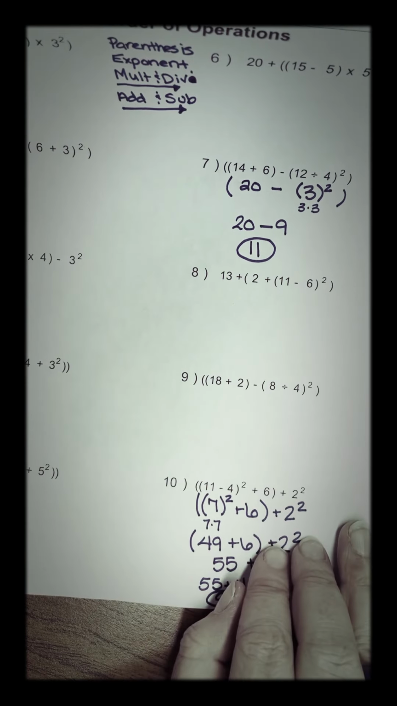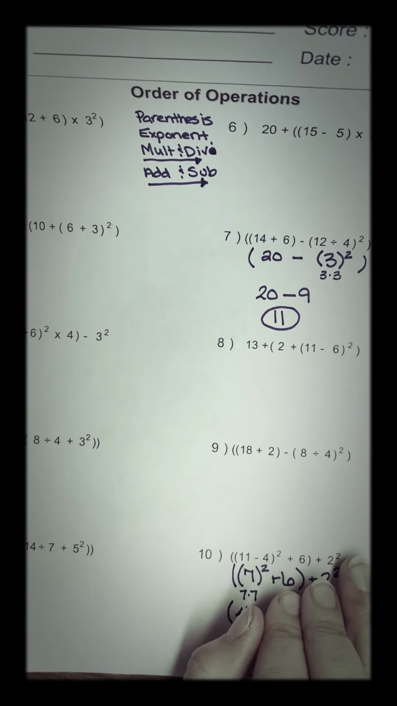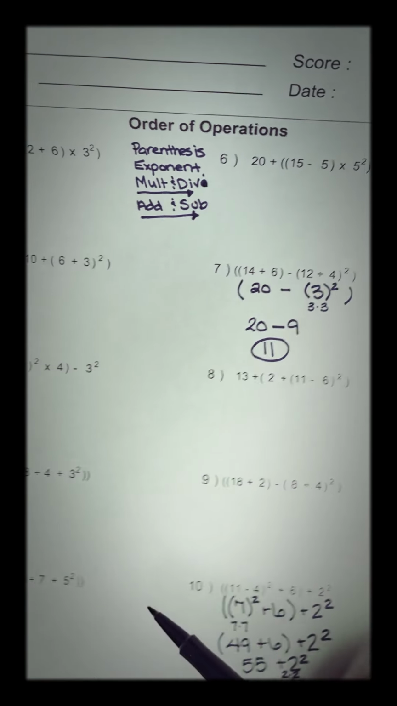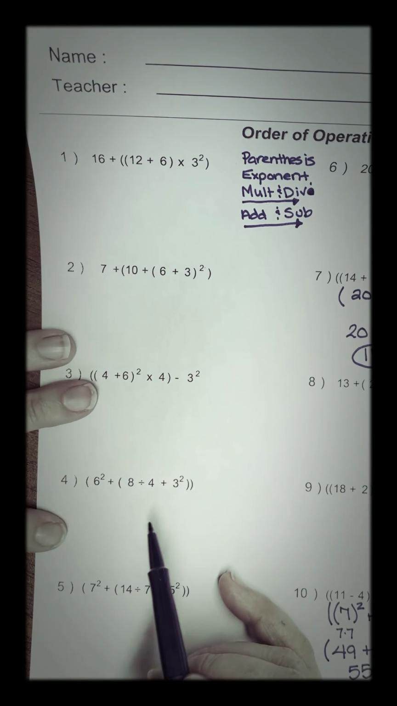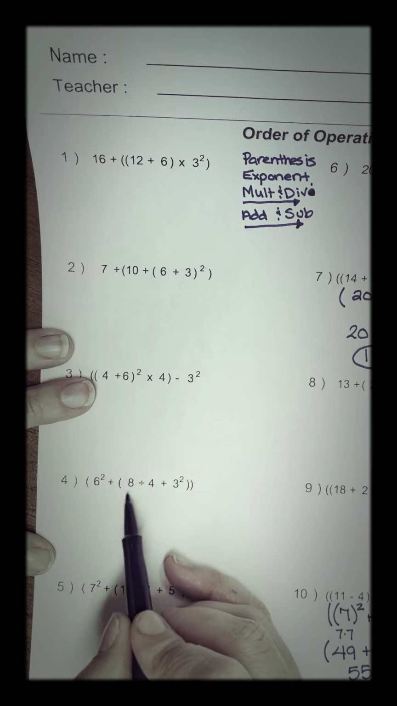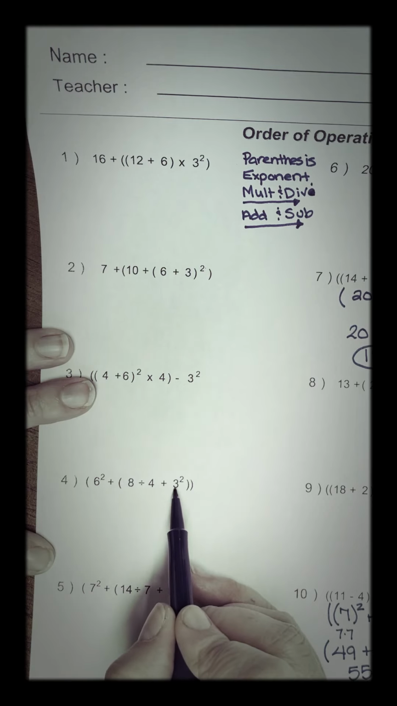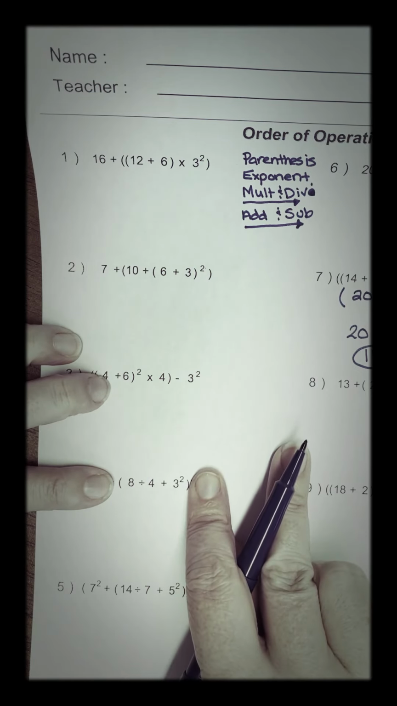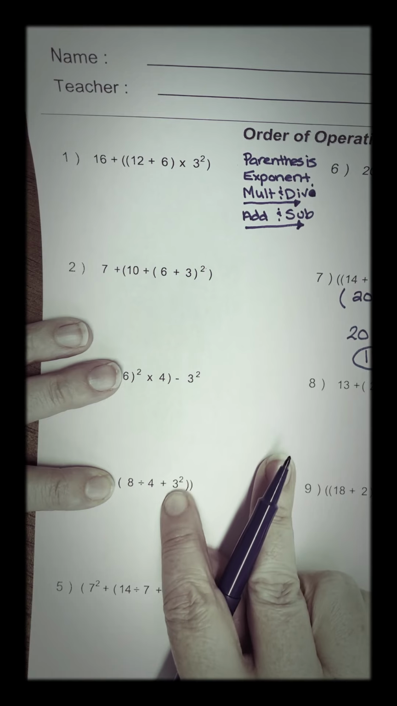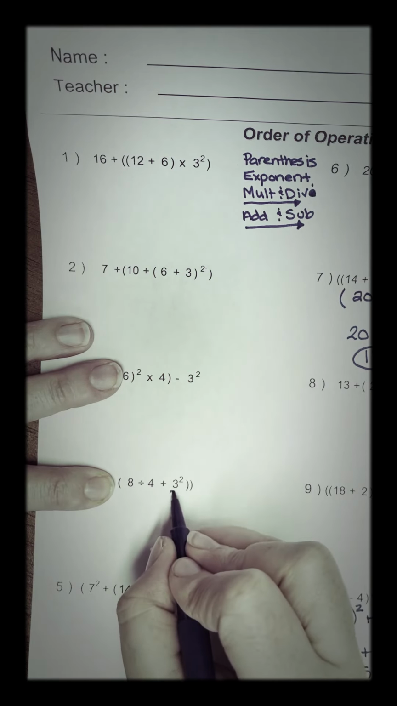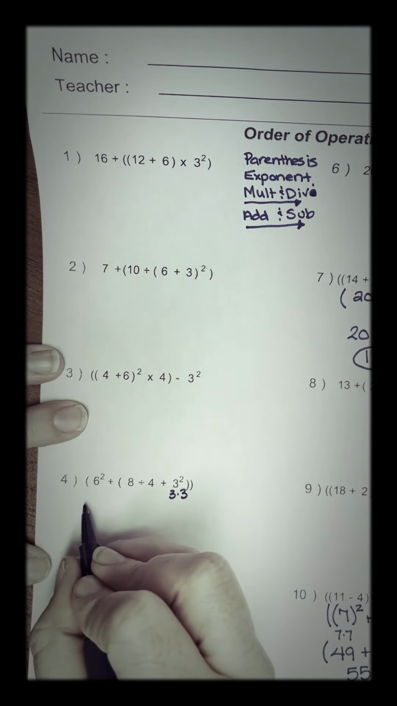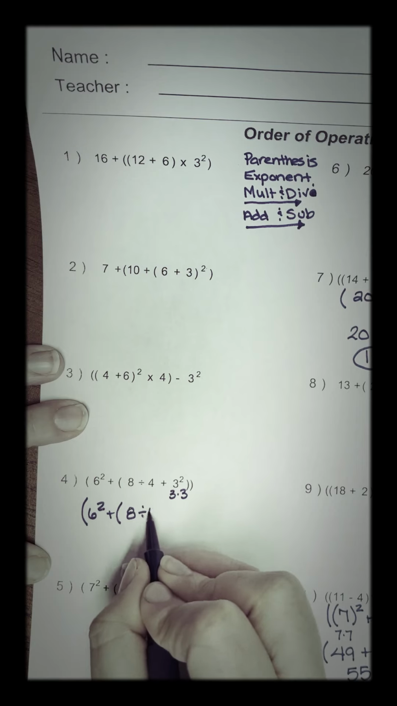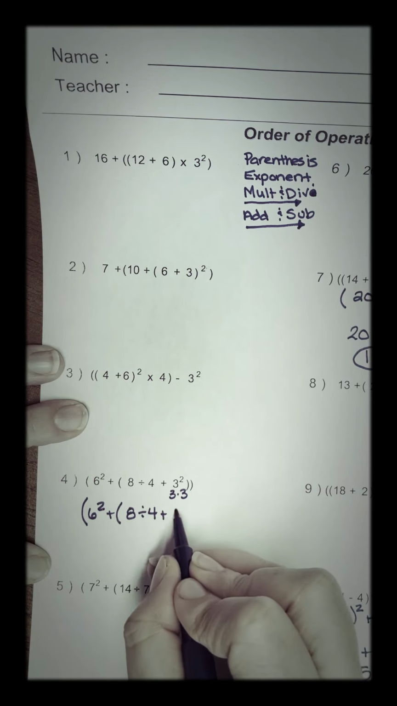All right, let's do one more. Let's do number 4. How about number 4, okay? So again, parentheses, 6 squared plus parentheses, 8 divided by 4, plus 3 squared, parentheses, parentheses. All right, inside the most parentheses, we're gonna go to here. Inside those parentheses, we wanna do exponents first, so 3 squared. So 3 squared means 3 times 3. All right, I bring down what I haven't used, parentheses. 6 squared plus parentheses, 8 divided by 4, plus 3 times 3 is 9.